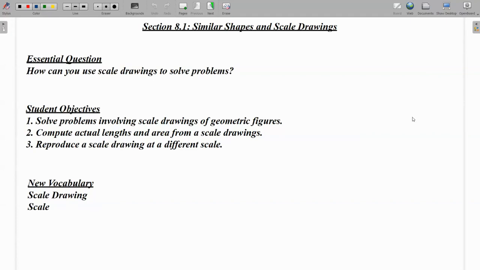Hello everyone. In section 8.1, we're going to be looking at similar shapes and scale drawings. The essential question in this section is, how can you use scale drawings to solve problems? Your student objectives are to solve problems involving scale drawings of geometric figures, to compute actual lengths and area from scale drawings, and to reproduce a scale drawing at a different scale. The new vocabulary for this section is scale drawing and scale.